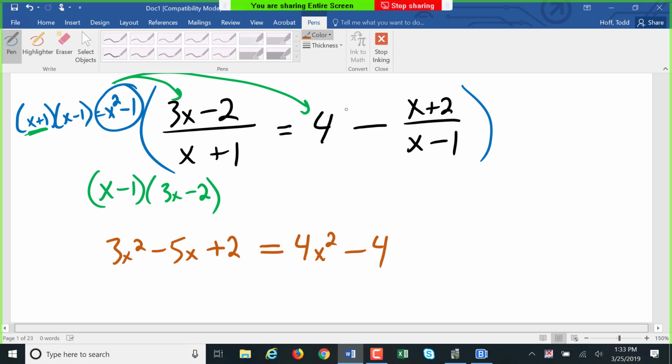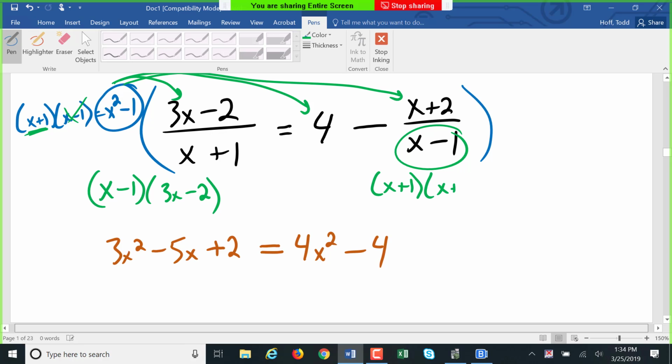The next one, x squared minus 1 times x plus 2 over x minus 1. The x minus 1 cancels out. That's going to be x plus 1 times x plus 2, and we can't forget it's multiplied by negative 1. So that's x squared, 3x, and 2. It would have been plus, but multiplying by negative 1, it becomes minus x squared minus 3x minus 2. Does that look familiar so far? Any questions on how I got any of this so far?